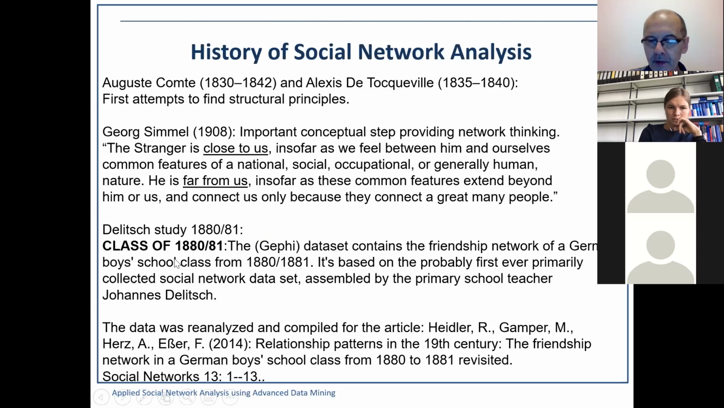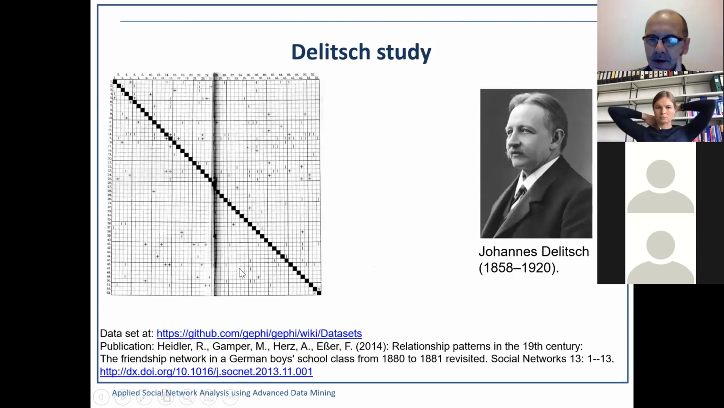Then maybe one of the first formal studies of a social network was the famous class of 1880, 1881. That's a friendship network of a German boys' school class. That's what we can see here. The professor at that time, Johannes Delitzsch, analyzed the relation among the students of his class.